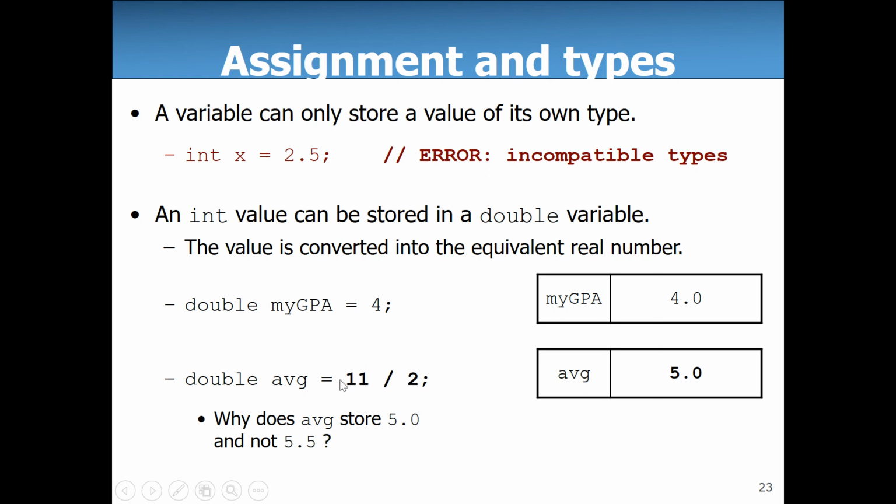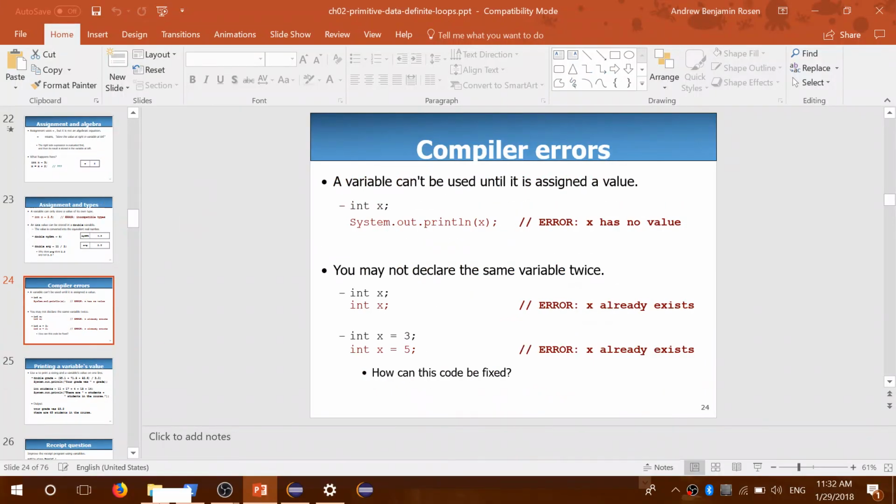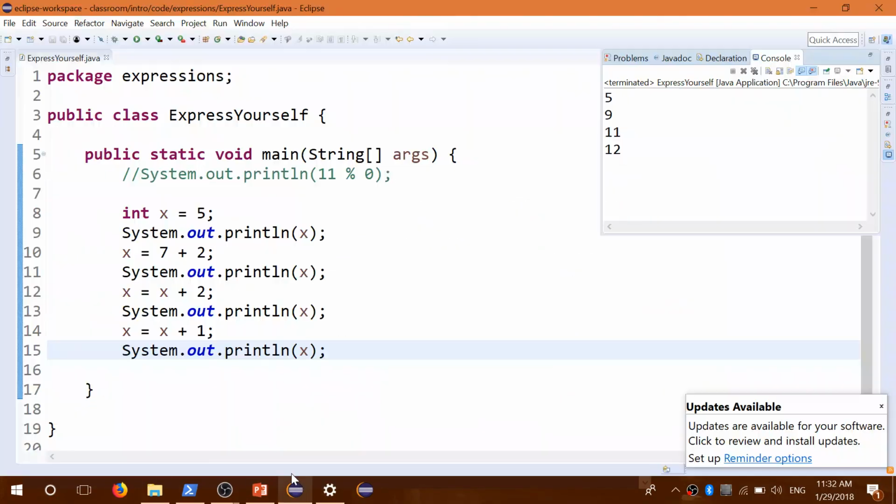Remember, this is a case-by-case basis. 11 divided by 2, those are ints. Then the assignment operation says we take this integer and turn it into a double so we can store it in a double. On the other hand, you can't do it the other way because you're going to lose data. There are all sorts of errors that can crop up with this.